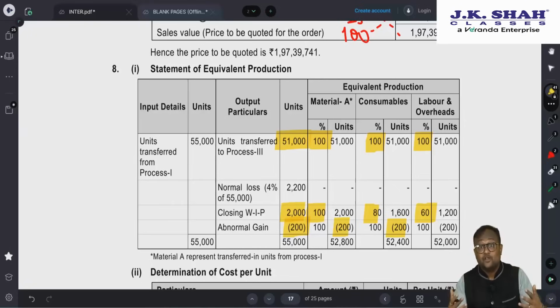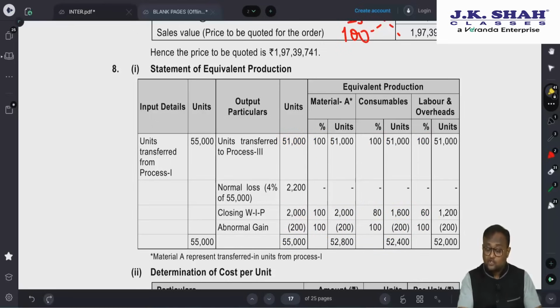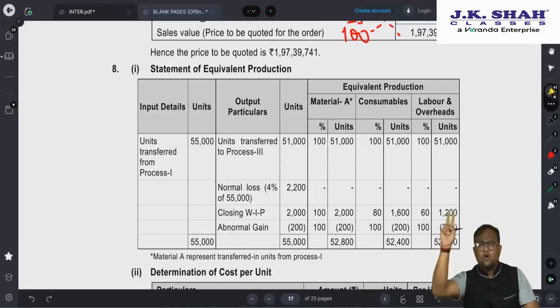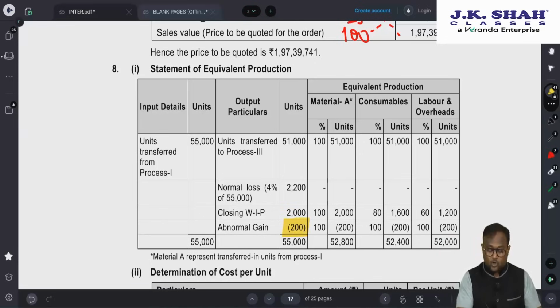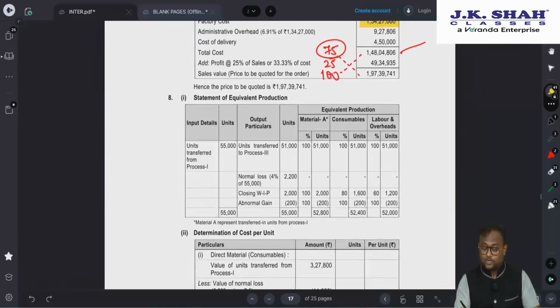Abnormal gain is additional finished goods, a finished product, so it is always taken as 100%. And abnormal gain is always recorded on the opposite side of output and closing WIP. Output and closing WIP are recorded on the credit side, but abnormal gain is on the debit side. So it will always give you the negative effect. That is why it is to be considered.